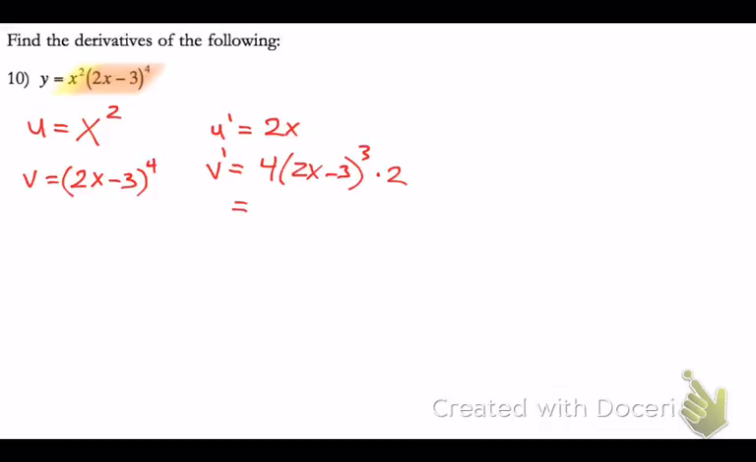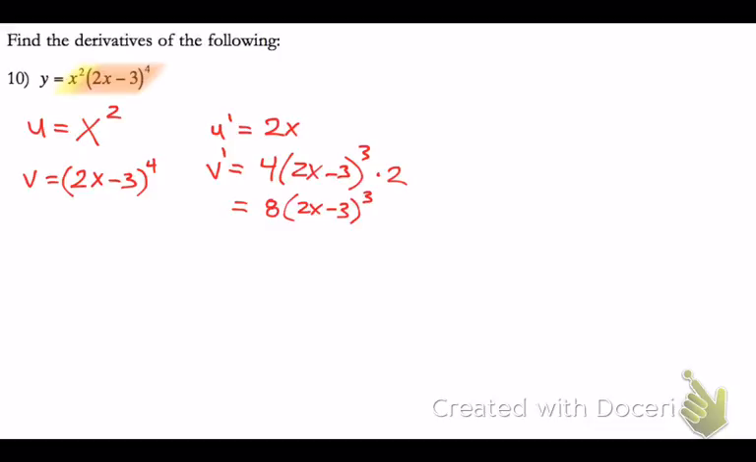How can I simplify that? Yeah, the only thing I can do is rewrite it as 8. I mean, technically I could multiply out 2x minus 3 cubed, but that's honestly a waste of time. They will never make you do that. So 8 times 2x minus 3 cubed is the only way I can simplify that. So now that I've done that, we can continue with the product rule.